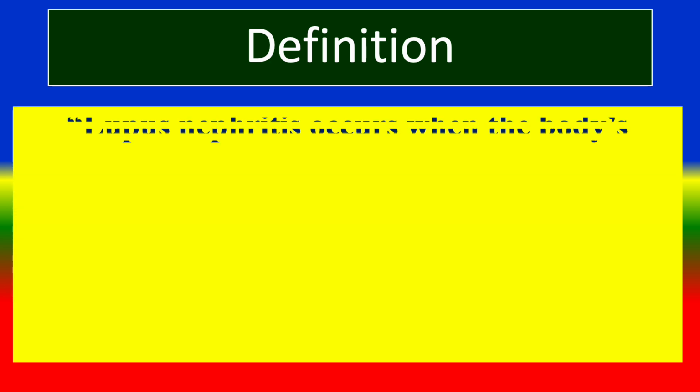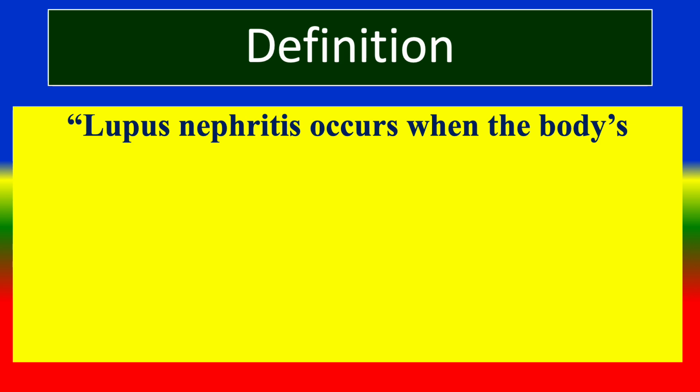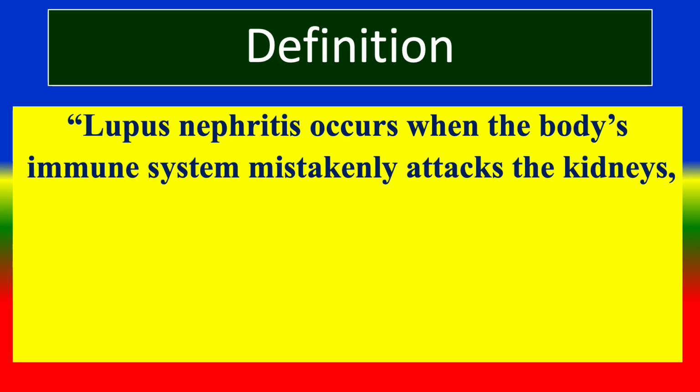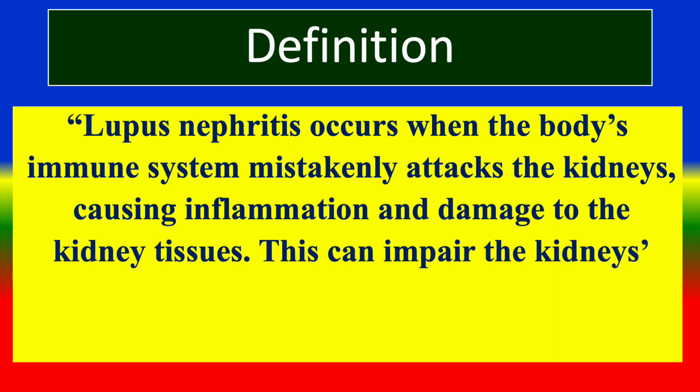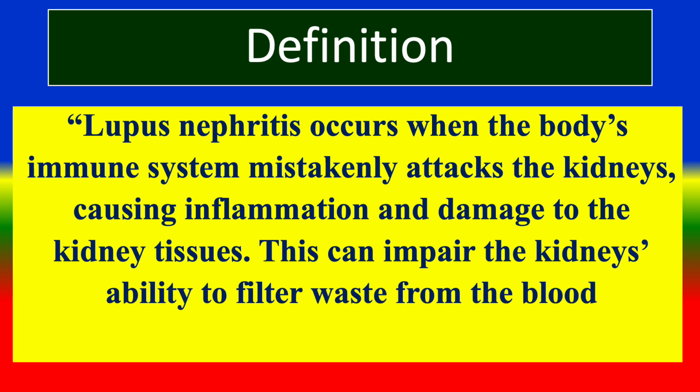Definition. Lupus nephritis occurs when the body's immune system mistakenly attacks the kidneys, causing inflammation and damage to the kidney's tissue. This can impair the kidney's ability to filter waste from the blood effectively.